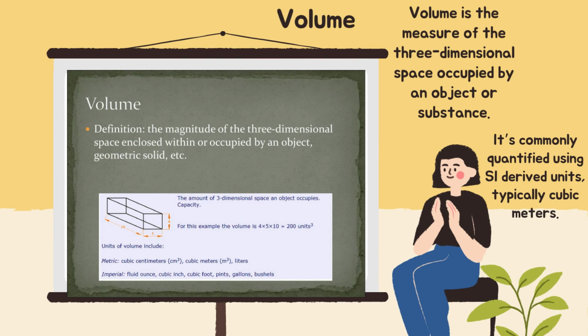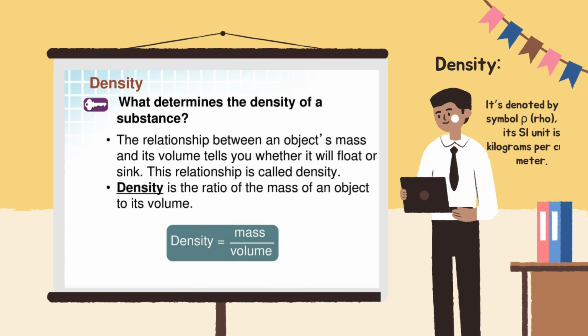Next is volume. Volume is the measure of the three-dimensional space occupied by an object or substance. It's commonly quantified using SI-derived units, typically cubic meters. Next is density. Density represents the mass of a substance per unit volume. It is denoted by the symbol ρ, and its SI unit is kilograms per cubic meter.